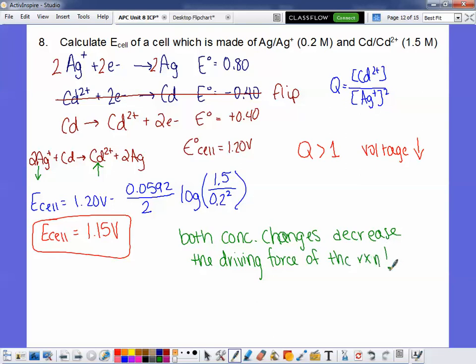Both of them decrease the driving force of the reaction, therefore leading to a smaller voltage and leading to a more positive delta G. It'll still be negative because our E of the cell is still a positive value, so delta G would still be negative. It would just be less negative than had it been at standard conditions, 1 molar of everything. See how it's all coming together?